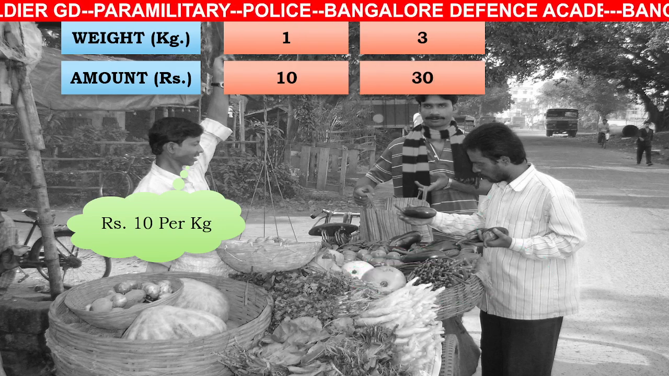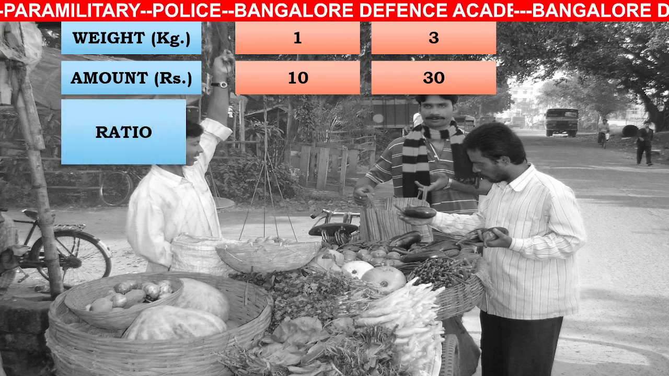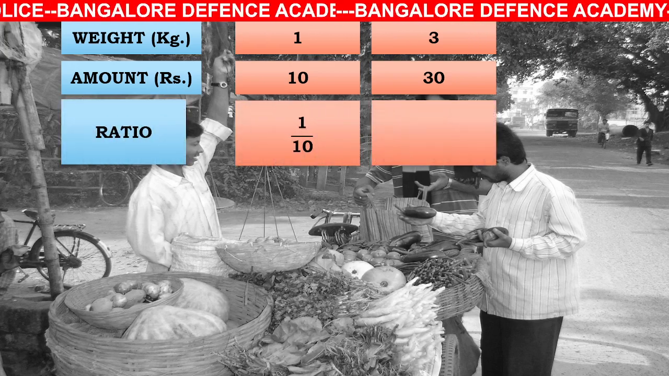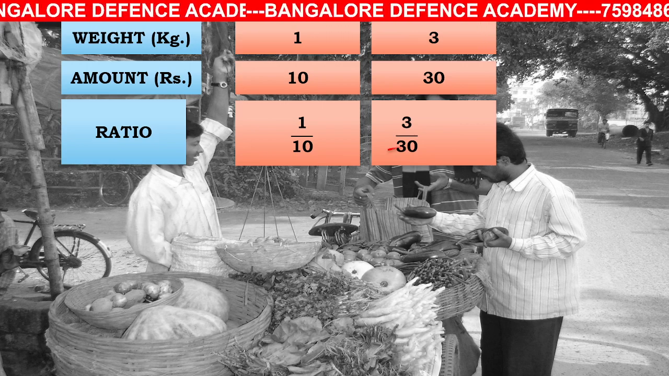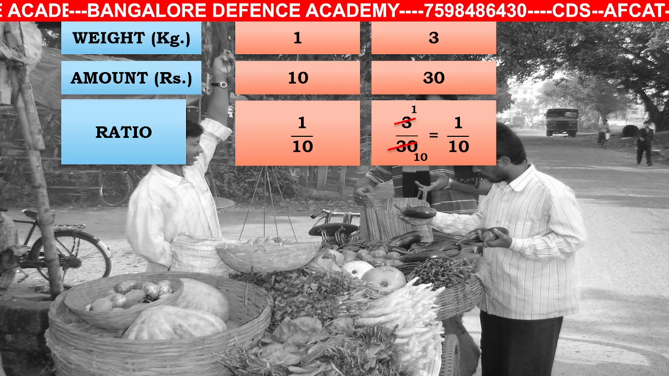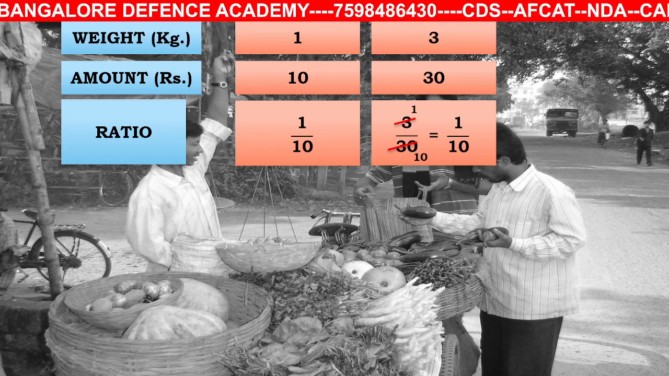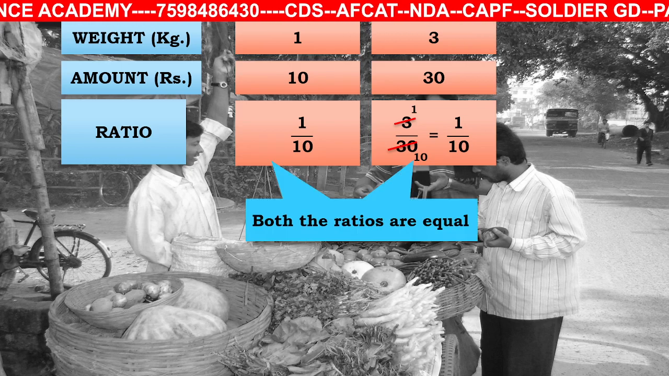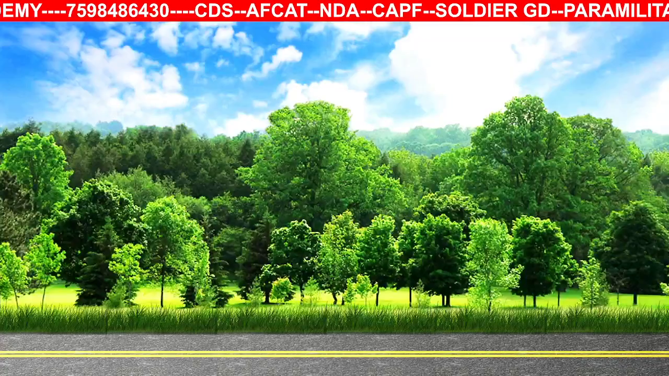Now what's going on here? If you take the ratio 1 by 10, and here the ratio 3 by 30, if I cancel 30 and 3, I get 1 by 10. So if you see, on both sides the ratio is constant. Remember one thing, when the ratio is constant, that is called direct proportion. So both the ratios are equal here.